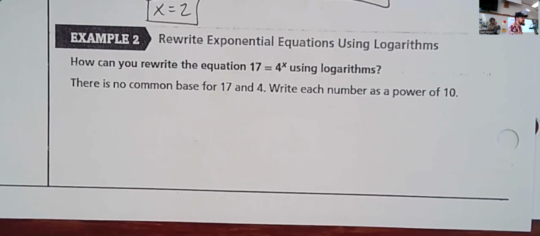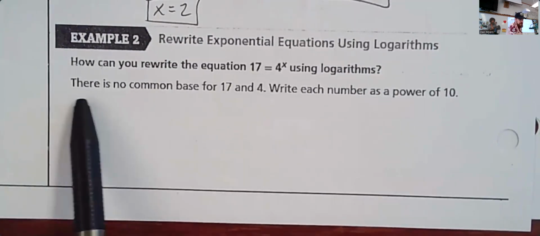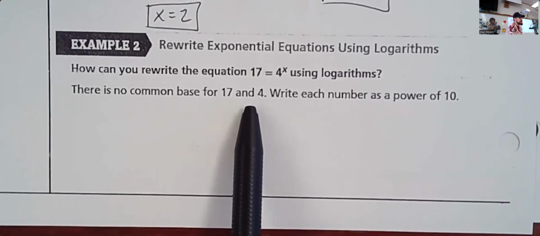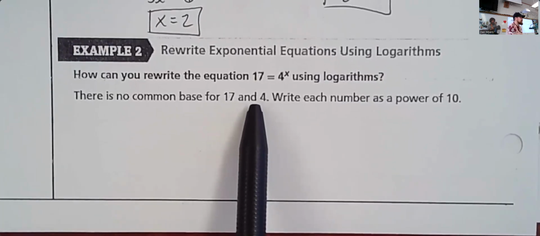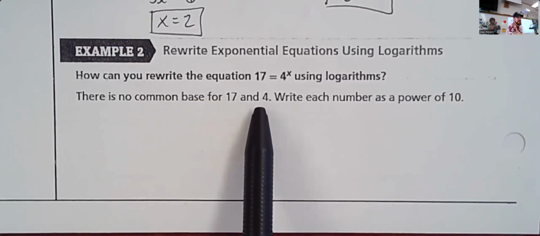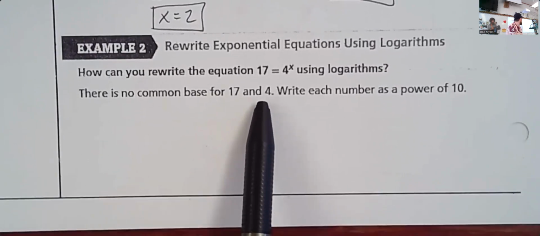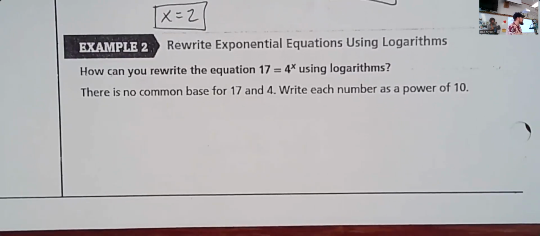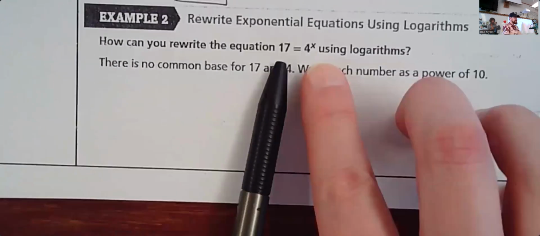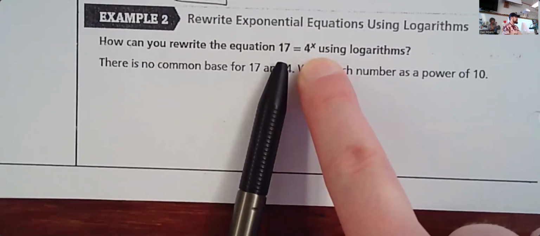Honestly, it's going to be kind of the opposite of what we just did. So for example, there is no common base for 17 and 4. There's no way we can rewrite these using a common base. That's not a possibility. So think about moving in the opposite direction. Imagine for a second that those two things are the exponents.